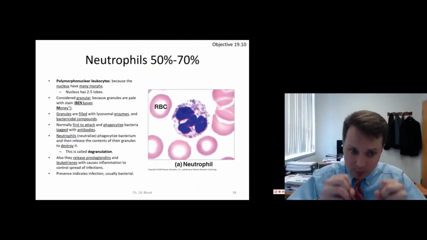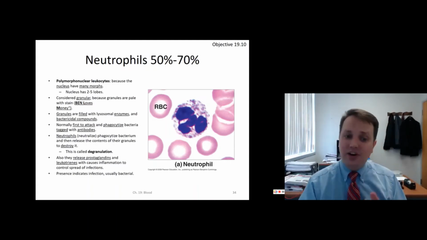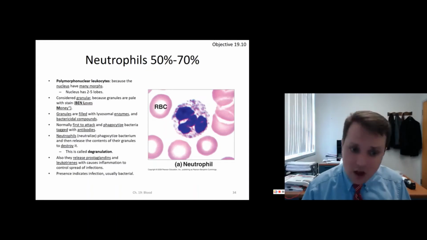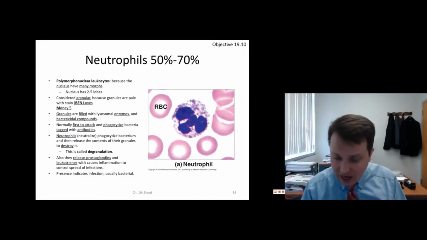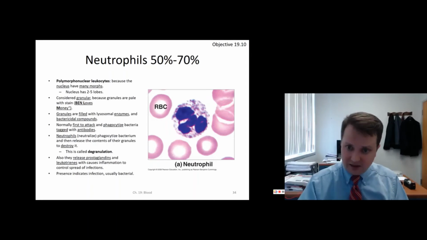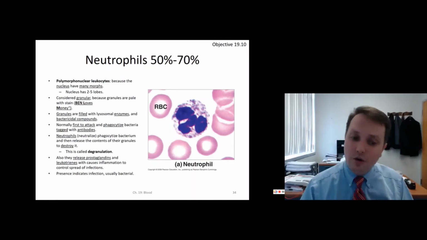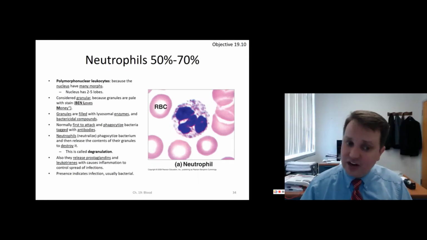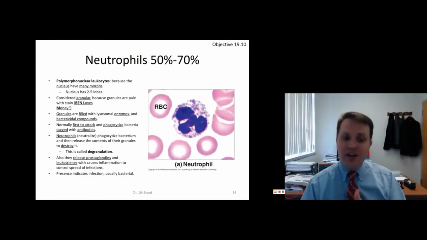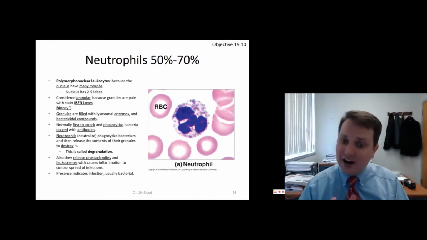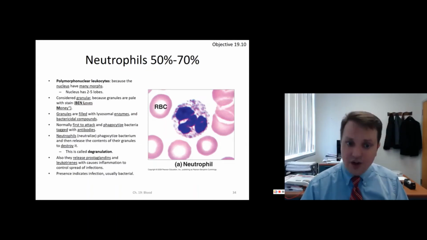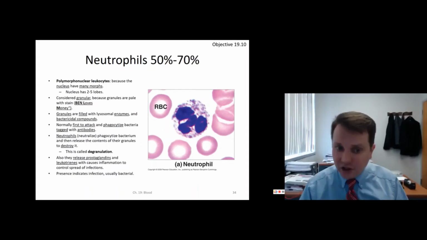It releases these things. And it releases prostaglandins. Prostaglandins, remember, is for pain and inflammation, type of lipid. Prostaglandins, for example, is somebody were to visit a prostitute, they may end up with pain and inflammation after. And then they also release leukotrienes. Leukotrienes, these are helping to control spread of infection and inflammation. So this indicates an infection, usually a bacterial infection for a neutrophil. Neutrophil usually tells you there's a bacterial infection. Okay?